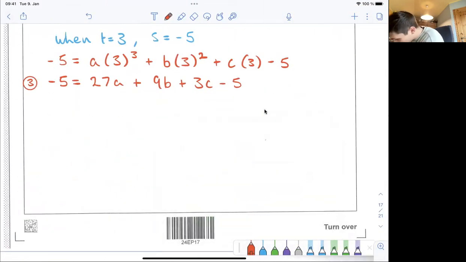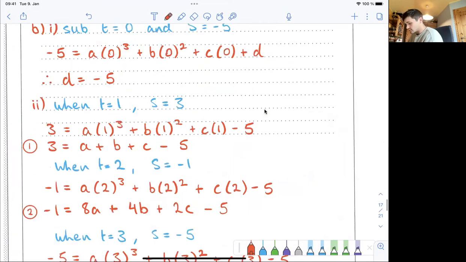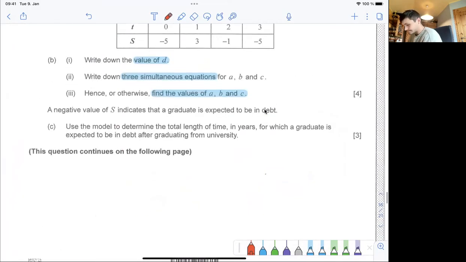Okay, part B3, sorry. A is equal to 2, B is equal to -12, and C is equal to 18. Okay, lovely. Let's move on to part C.